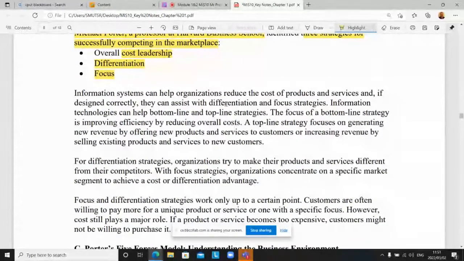Okay, and then they talk about gaining competitive advantage. I would highlight this whole thing here. And I'm going to do so.